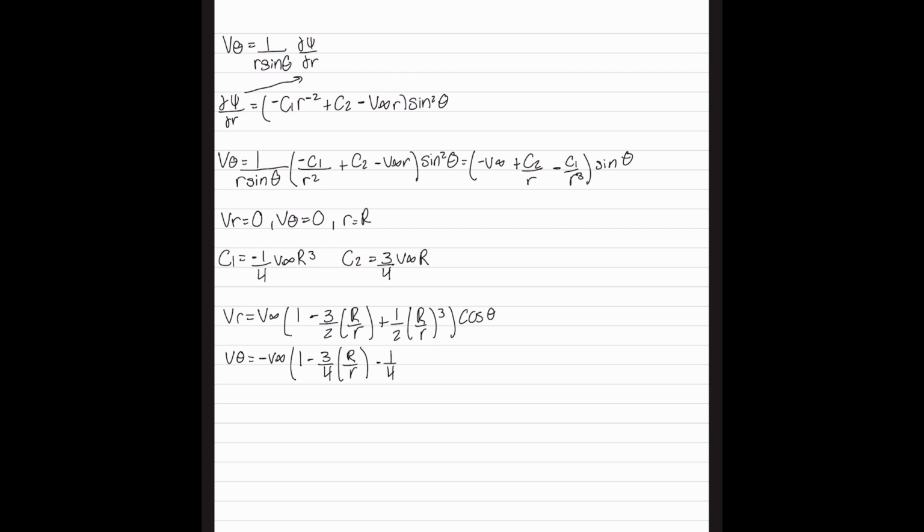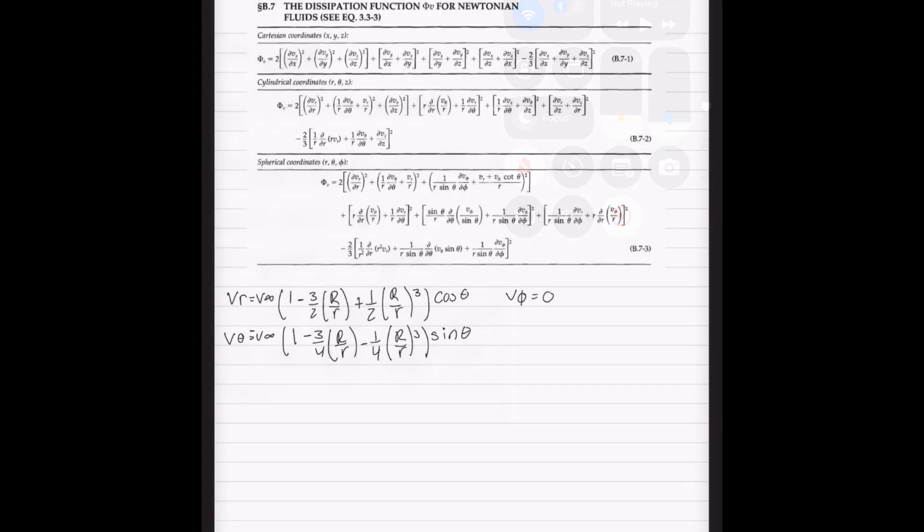And we have a third boundary condition, velocity dependent on phi, but because we are using the spherical coordinate form of the Navier-Stokes equation from the table, we assume that there is no dependence on phi. That equals 0. And those are the velocity distributions.